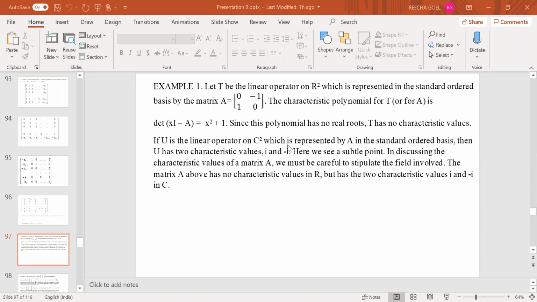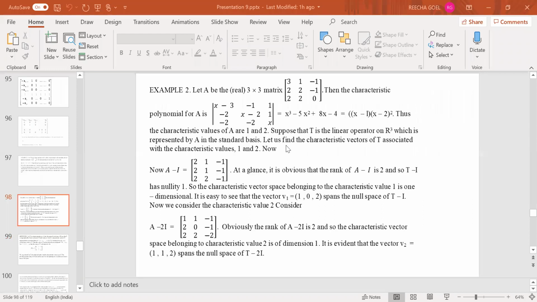Okay. Now let me consider another example. Suppose A is a 3 by 3 matrix given by this one. Or you can say that suppose T is a linear operator defined on R cube and its matrix with respect to the standard basis of R cube is given by this matrix.